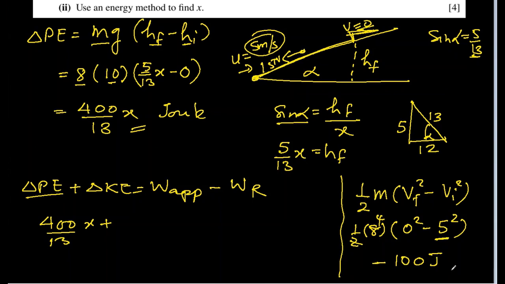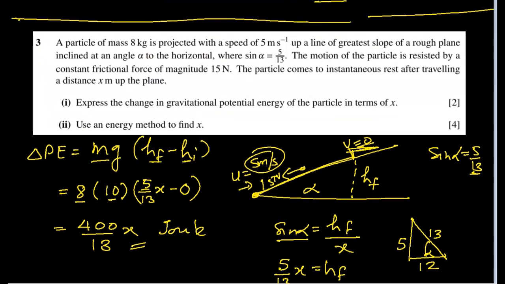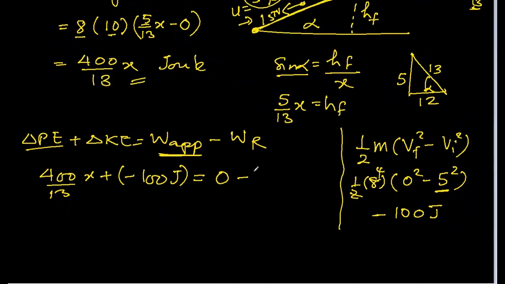Right. This is the loss of kinetic energy. So we will write minus 100 joule is the change in kinetic energy, which is equal to, there is no applied force, so 0, but there is a resistive force, which is 50 newtons. So the resistive force, 50 newton, multiplied by the distance it travels, which is x. We know that work done is force times distance. So the resistive force is 50 newton, and the distance it travels during that force is x.